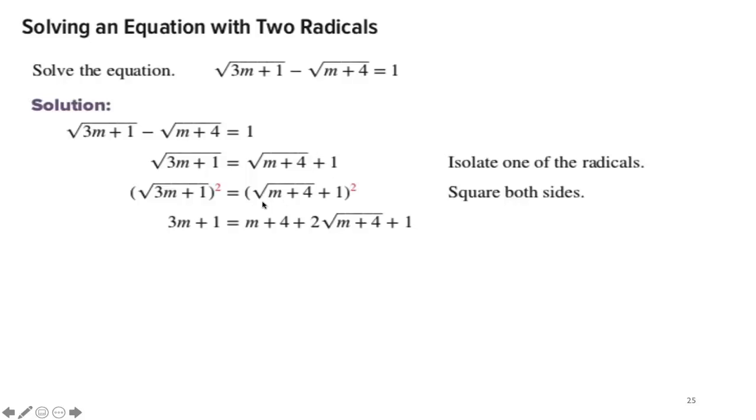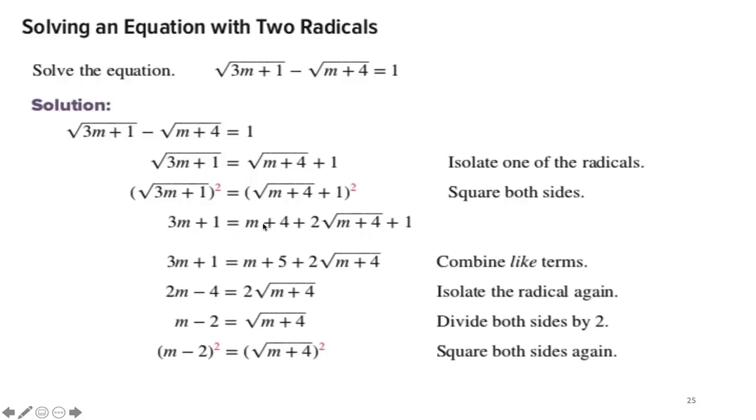So for example, the square root of m plus 4 squared is m plus 4. We have the cross term here twice, so 1 times the root of m plus 4 times 2. And then 1 squared is 1. So now we notice we still have a radical. And so we repeat this again by moving everything to the left side except for the radical. We try to isolate the radical.